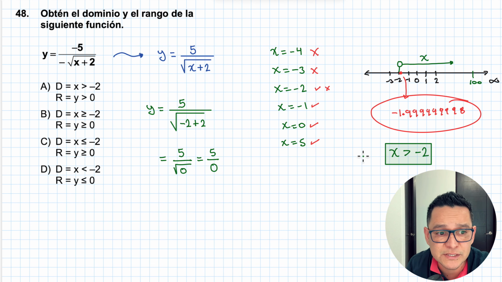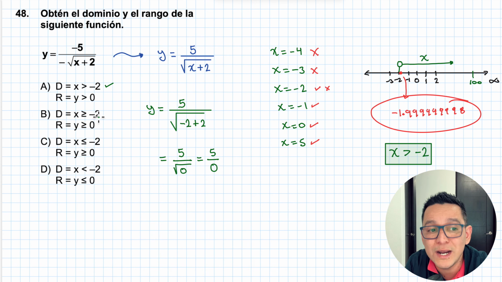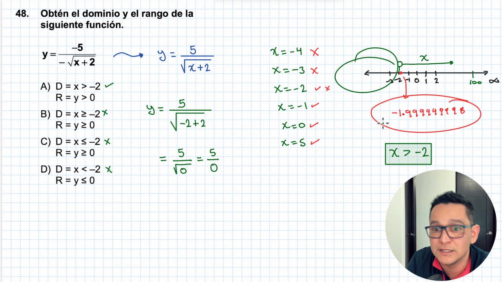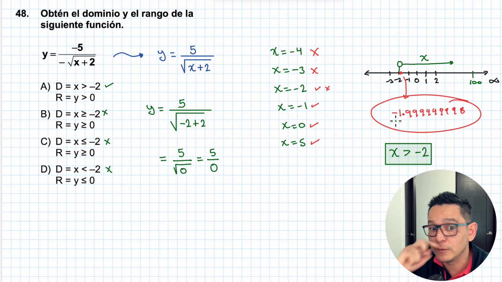So the answer will be the one where x is greater than -2. Let's see, does the option have that? X greater than -2. Look, option B looks like it. But it says x greater than or equal to -2, and not just greater. It can't be. I can't plug in a -2 here, as we've already seen, right? So, not this one. Option C has nothing to do with it. It says x is less than or equal to -2, so no. And this one says x is less than -2, no. Not that one either. It has to be greater, right?